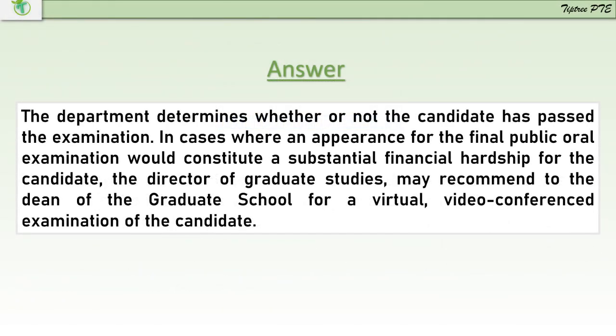The department determines whether or not the candidate has passed the examination. In cases where an appearance for the final public oral examination would constitute a substantial financial hardship for the candidate, the Director of Graduate Studies may recommend to the Dean of the Graduate School for a virtual, video-conferenced examination of the candidate.